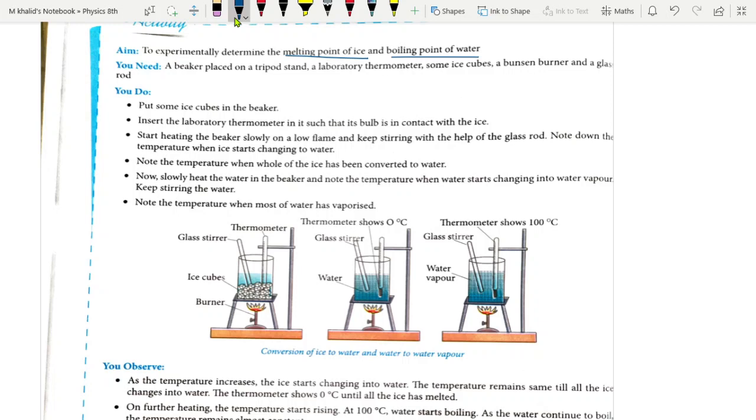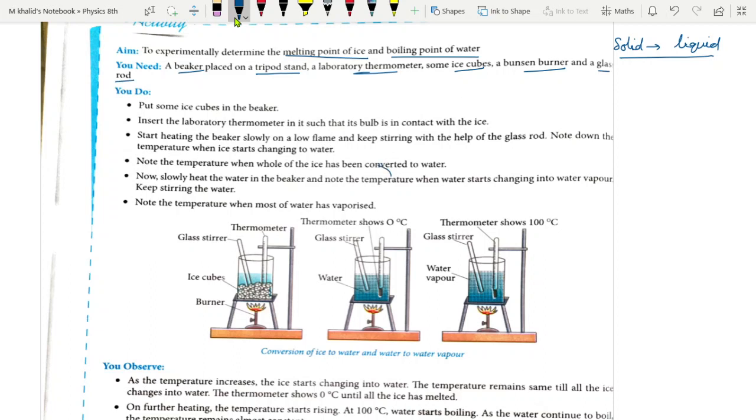So what is melting point? We have already seen that the melting point is the point at which the solid phase converts into the liquid phase. That is the melting point, right? Okay, let us see what equipment we need for this activity. We need a beaker, a tripod stand, a laboratory thermometer, some ice cubes, a Bunsen burner, and a glass rod.